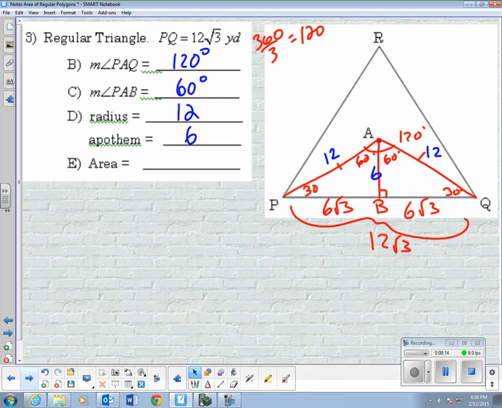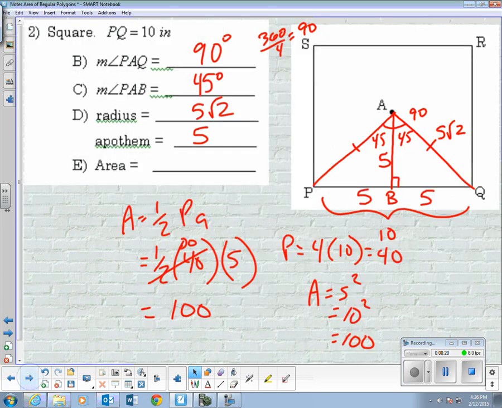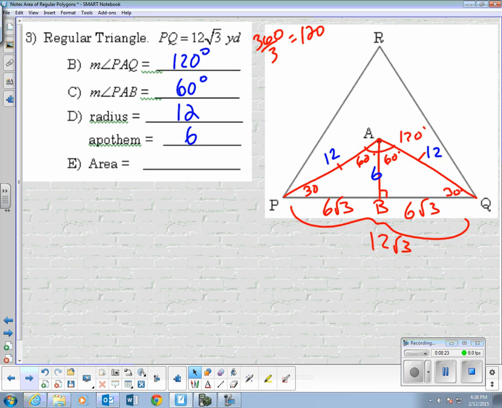Let me remind you that you can go back to the first one. Look where the 30-60-90 is in here. The 30-degree angle is in a different place than on the equilateral triangle. So watch out for that. So that changes how you work your ratios a little bit.